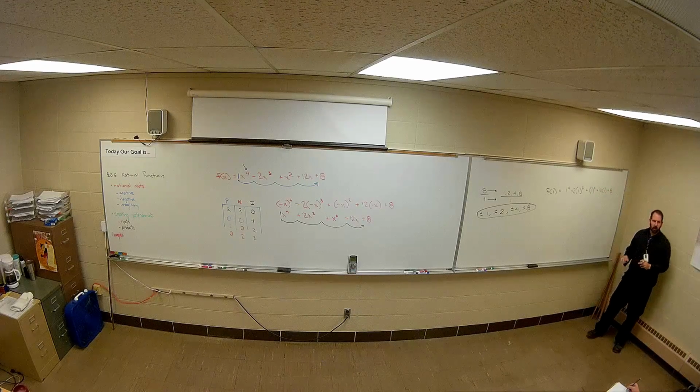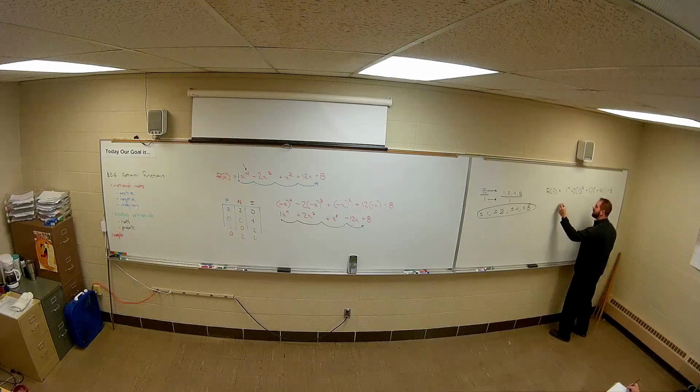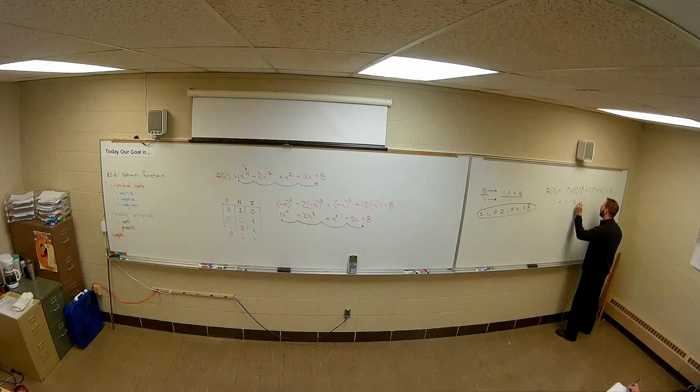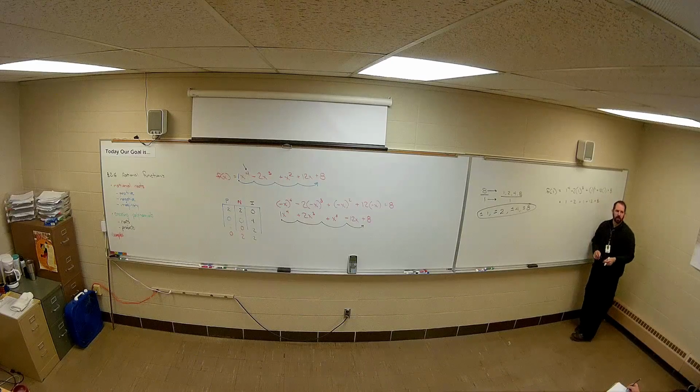Right? So that's my original polynomial. We're substituting in the number 1, and what we're checking for is, does this give me 0? So that's 1 minus 2 plus 1 plus 12 plus 8. There is no way that's giving me 0.